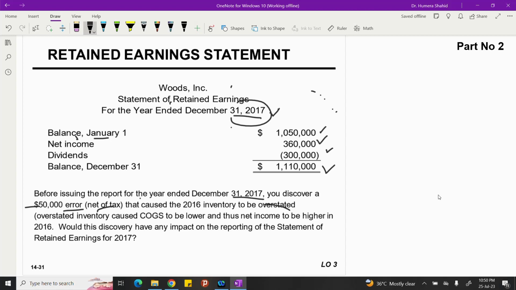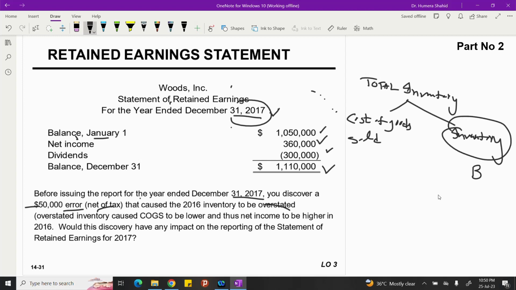Now, inventory is not part of the income statement, right? But we know that our total inventory, which is available to us, either we sell it, when we sell it, it becomes cost of goods sold, or we keep it with us as ending inventory. This ending inventory goes to the balance sheet. But this cost of goods sold is reported as an expense in the income statement. So if inventory was overstated, it means ending inventory was recorded more. So what will happen? Your cost of goods sold was actually recorded less, right?